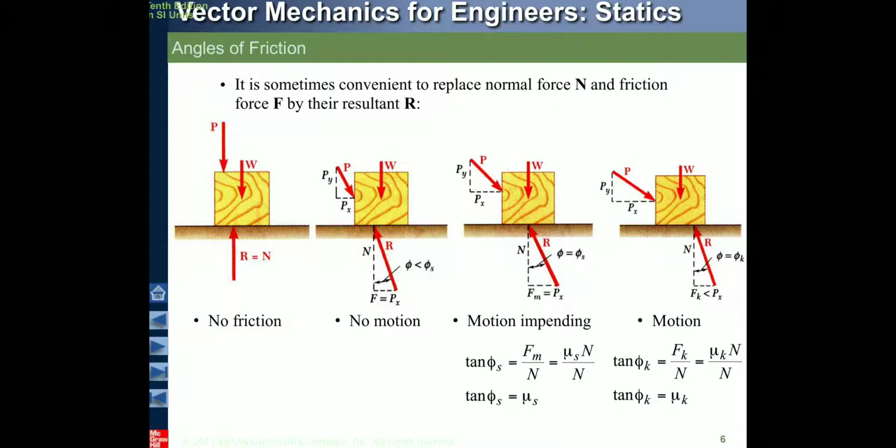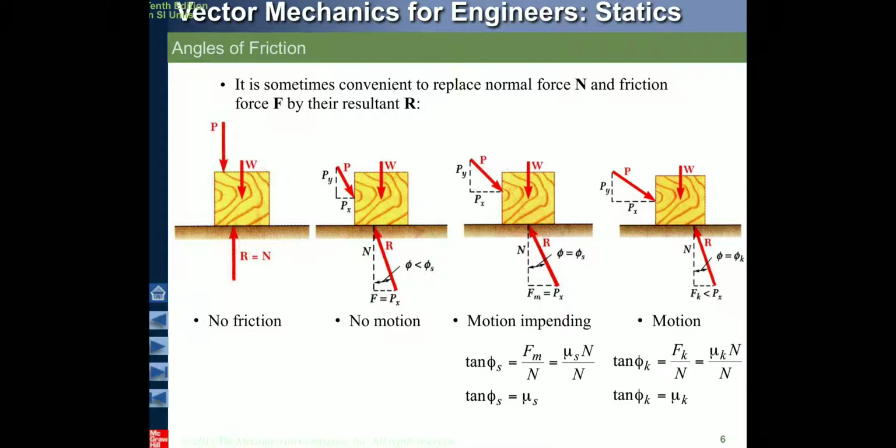So totally, the reaction has friction force F and the normal. The resultant reaction will be R, which is the resultant of normal reaction and friction force. The angle between this resultant reaction and the normal is known as angle of friction phi. The phi value is lesser than phi s. Phi s means maximum angle of friction, where tan phi s equals Fm by N, opposite side by adjacent side. So this phi s is the angle between the resultant reaction and the normal reaction.